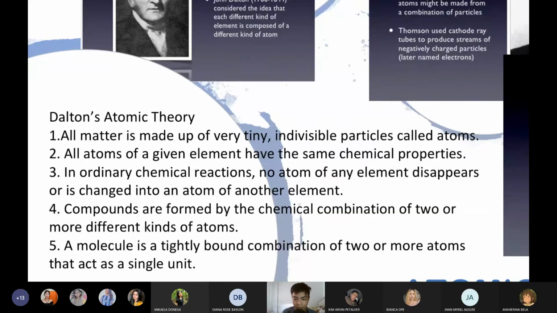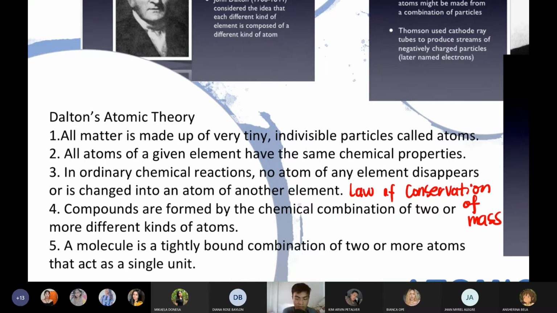Number three, in ordinary chemical reactions, no atom of any element disappears or is changed into an atom of another element. Okay? So, kumbaga, itong number three, this is called the law of conservation of mass. Pakinote na lang ha. Okay, so number three is the law of conservation of mass.